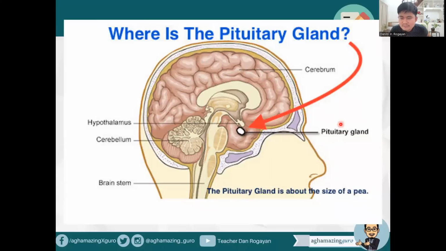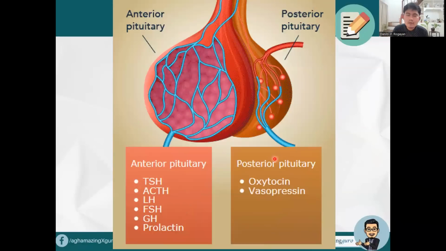Can you put in the chat box the largest part of the brain? Of course, that is your, yes, that's correct. That is your cerebrum. Okay, so cerebrum is the largest part of the brain. Okay, so we also have the terms anterior pituitary gland and the posterior pituitary gland.